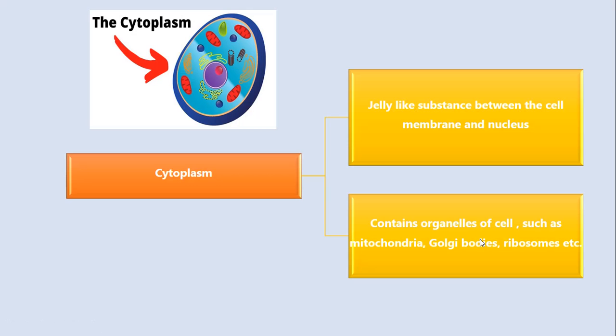So next component is the cytoplasm. The jelly-like substance that we observe inside the cell is known as the cytoplasm, and the cytoplasm contains different organelles of the cell such as mitochondria, Golgi apparatus, ribosomes, etc.